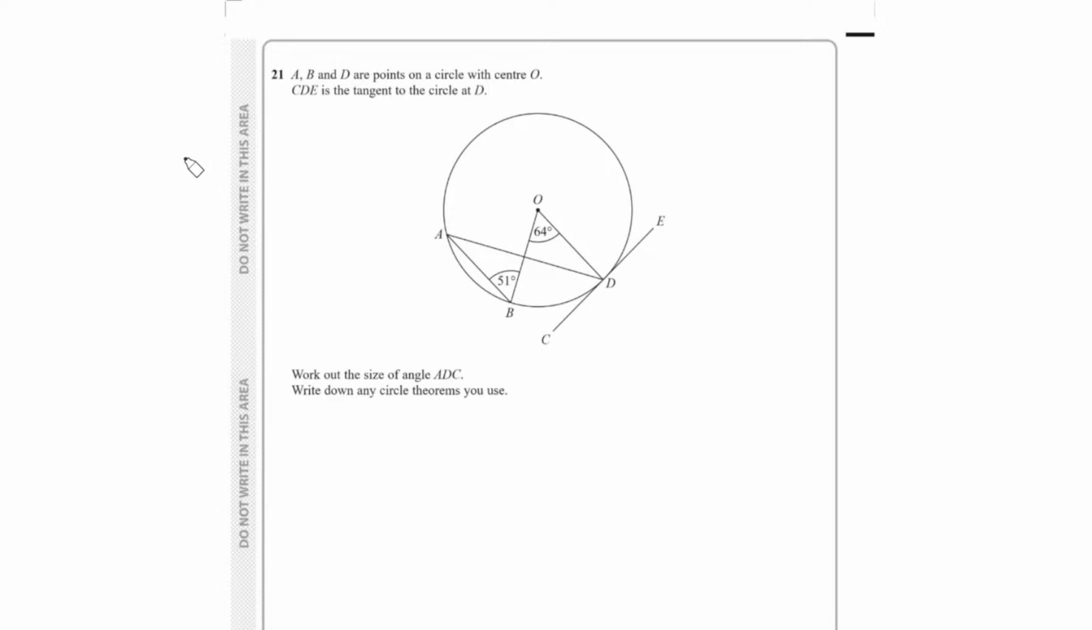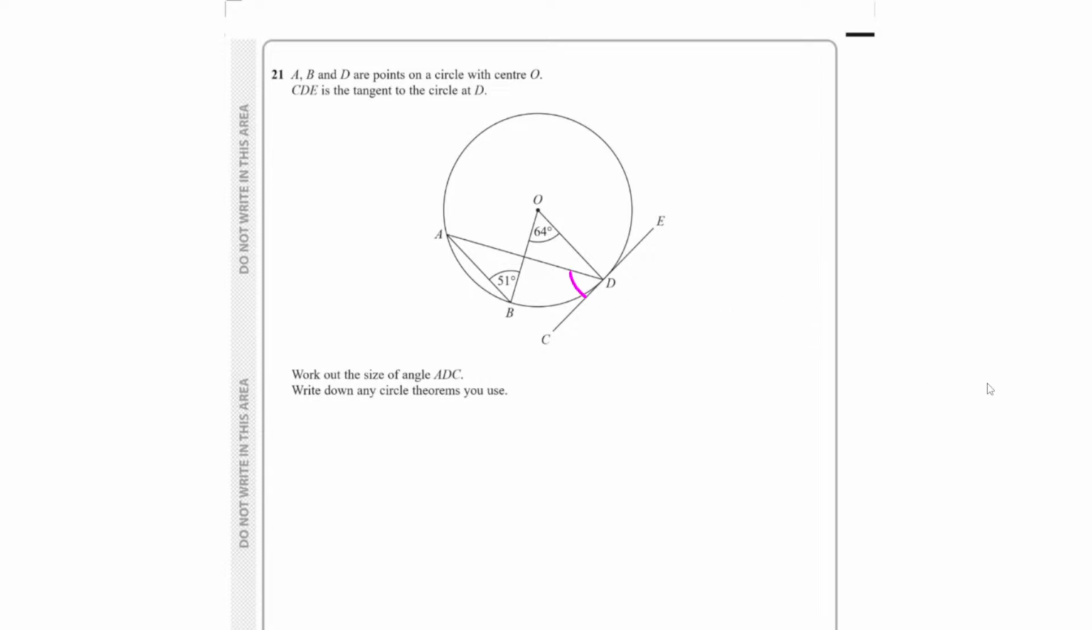So A, B, and D are points on a circle with center O. CDE is tangent to the circle at D. You can see it's crossing there. Work out the size of angle ADC. So A to D to C. Oh, okay, so this one on the outside. Let's highlight that. Write down any circle theorems you use.